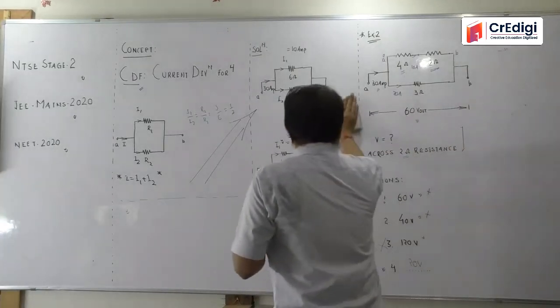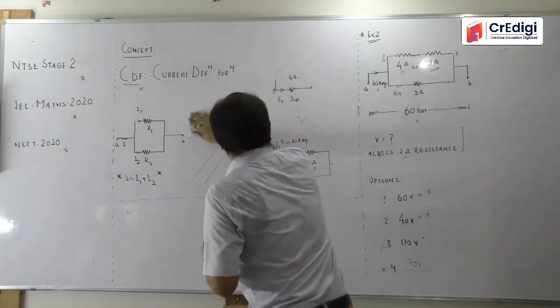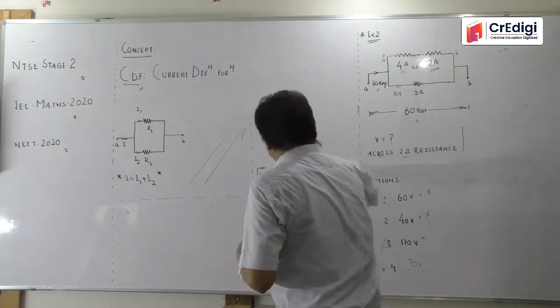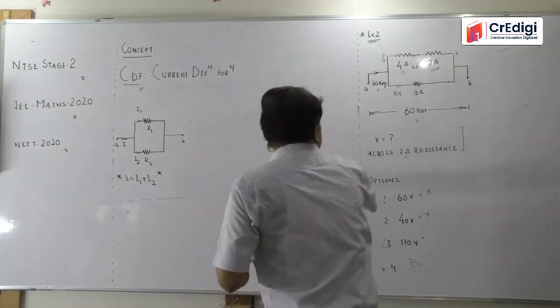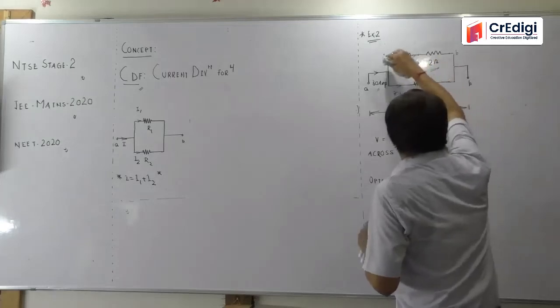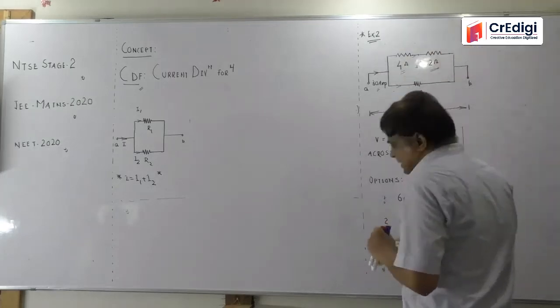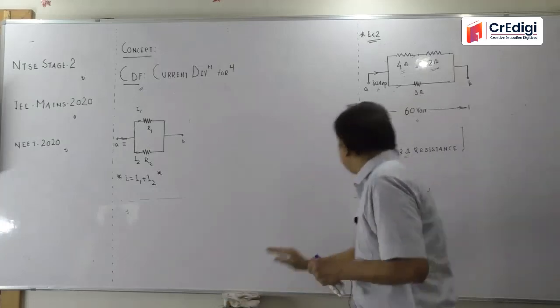I just told you about the current division formula, and now we want to go through the smart method by which we can work. See the question carefully. See it very carefully. The question is very simple.